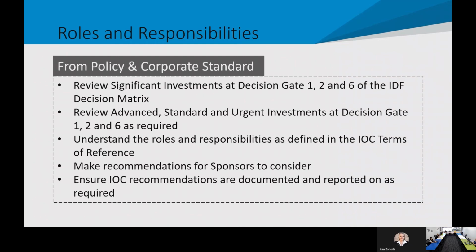Understand the roles and responsibilities as defined in the terms of reference, which is really this but a fleshed out version. Make recommendations for sponsors, so you guys don't make the decision, but definitely make a recommendation which will really support the sponsors to make that final decision.